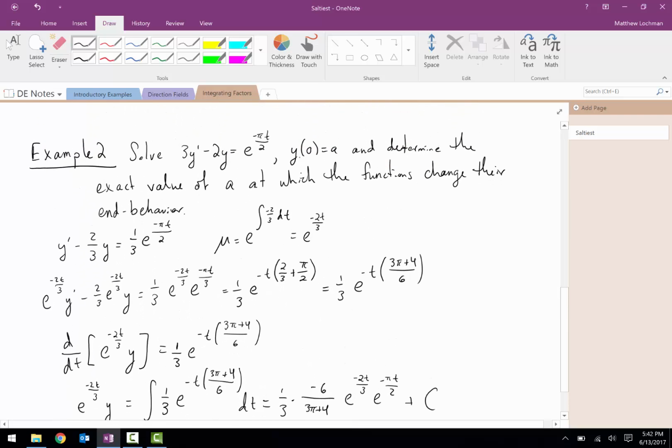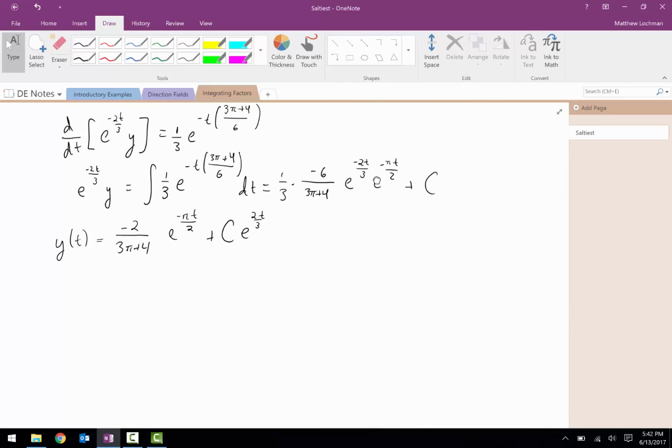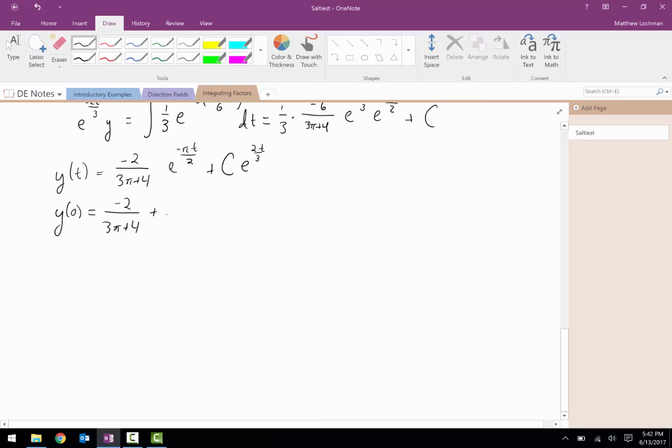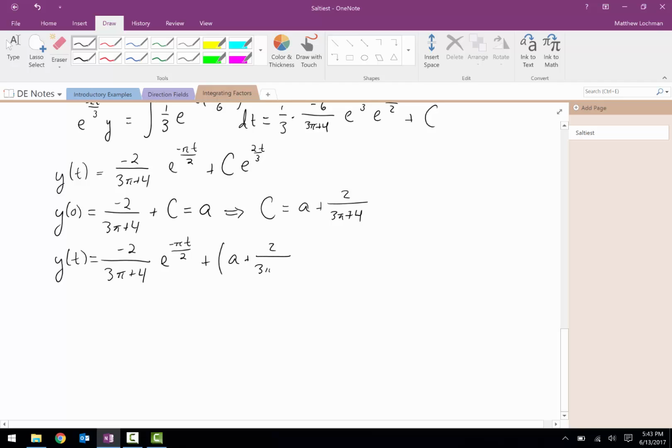Now, we had an initial condition, y of 0 is equal to a. So we want to come back down here and apply that initial condition to see what the particular solution is. If we plug in 0, we'll have that plus c is a, and that implies that c is a plus 2 over 3 pi plus 4. So the particular solution that we're looking for here is minus 2 over 3 pi plus 4, e to the minus pi t halves, plus a plus 2 over 3 pi plus 4, e to the 2t thirds.